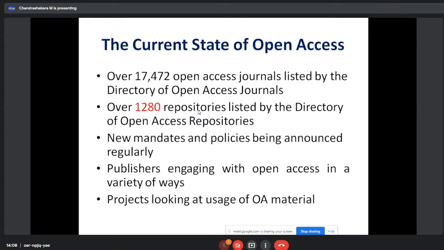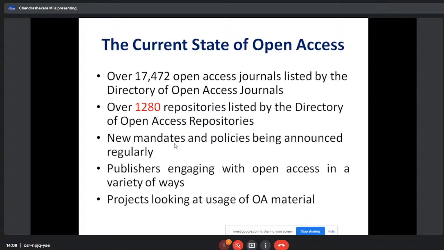And the current state of open access, if you're coming to that, there are more than 17,472 journals listed by the DOAJ, and over 1,280 repositories listed in the Directory of Open Access Repositories. Because I told you there are two types of publications coming. One is journals, and the second one is the repositories that I'll concentrate on later. One is called the gold route, and another one is the green route. Okay, these are the things.